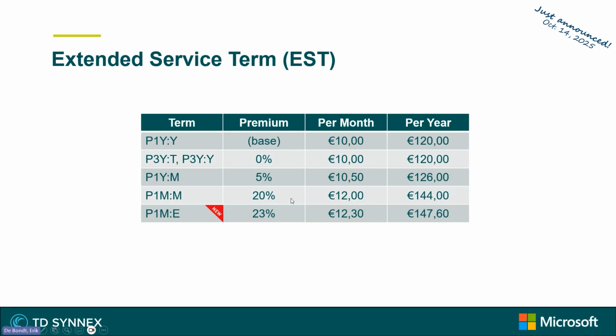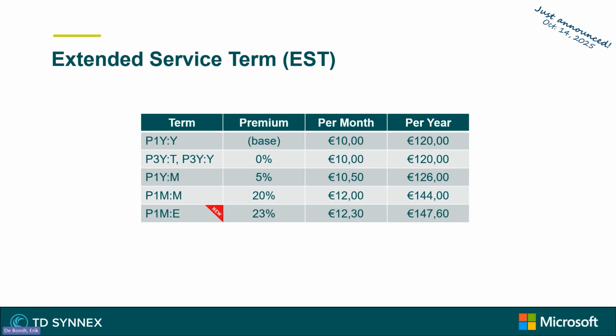Okay, pricing. What will it cost to have full flexibility? Well, if we take the yearly term with the yearly payment as a base, so 120 euros per year, giving you 10 euros per month for that license. In a P3Y, so the 3-year terms, it is exactly the same.